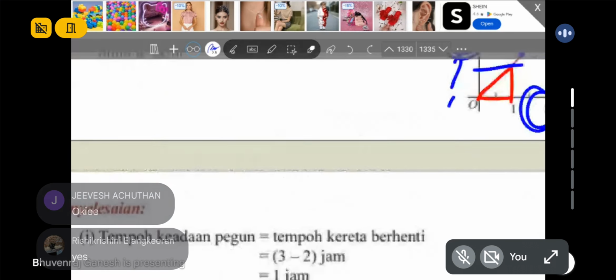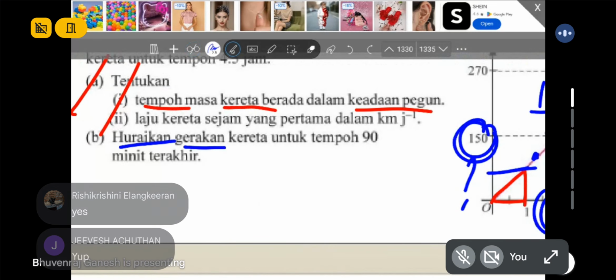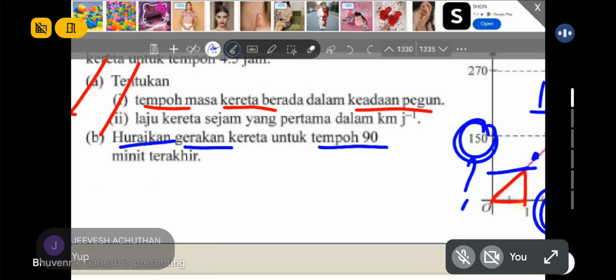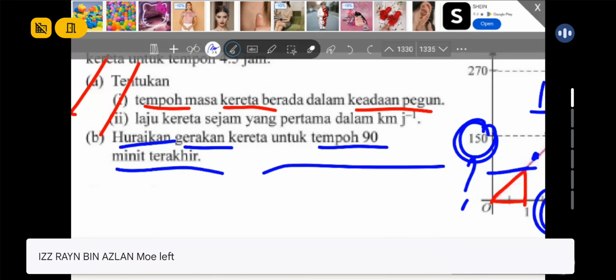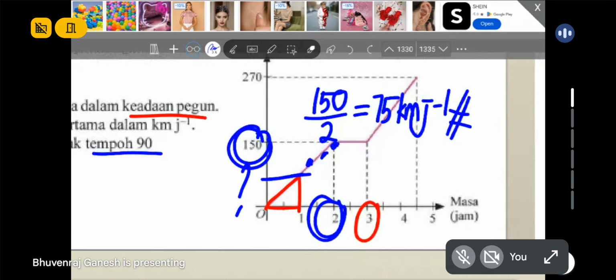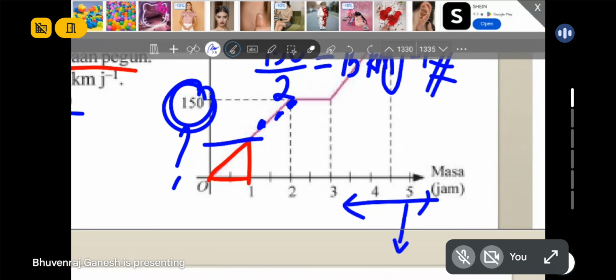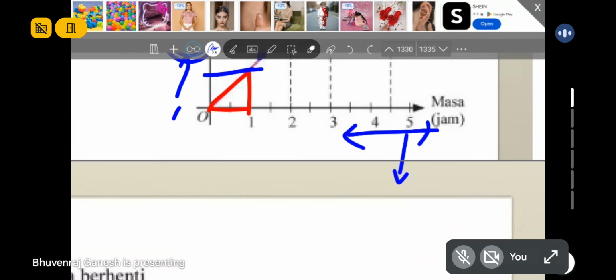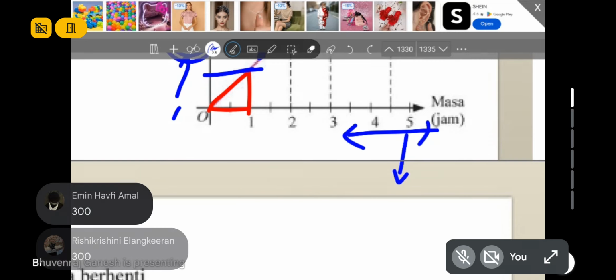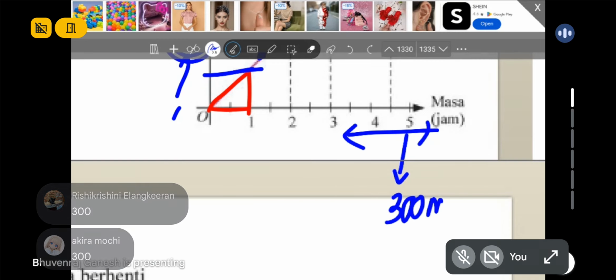Jelas? Okay, so now they want you guys to describe, huraikan gerakan kereta untuk tempoh 90 minit terakhir. So now is description. Okay, so 90 minutes. 90 minutes means that 3.5 until 5. Okay, but be careful. This one is hour, guys. Okay, so you need to convert to minute. Okay, so 5 hour, how many minutes, guys? Can you tell me? 5 jam in term of minute. So you guys must know 1 jam berapa minit? Yes. Okay, so this one is 300 minute, correct?